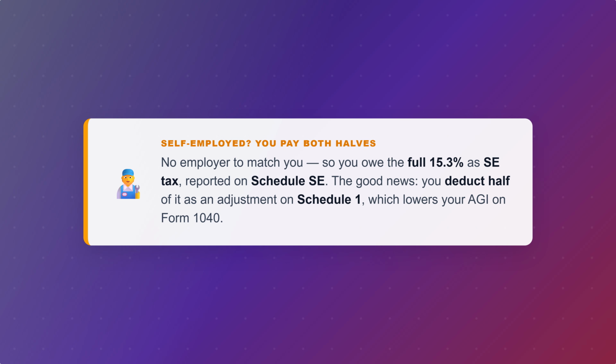Now what if you're self-employed? Here's the twist. There's no employer to match you, so you owe both halves yourself, the full 15.3%. This is called self-employment tax, and you report it on Schedule SE. But here's the good news. You get to deduct half of that SE tax as an adjustment on Schedule 1, which lowers your AGI on Form 1040. So you pay more, but you get a break for it.